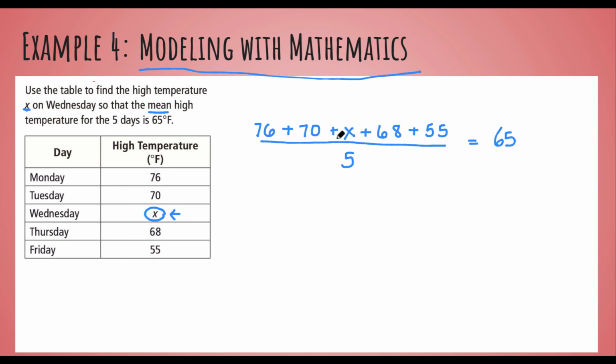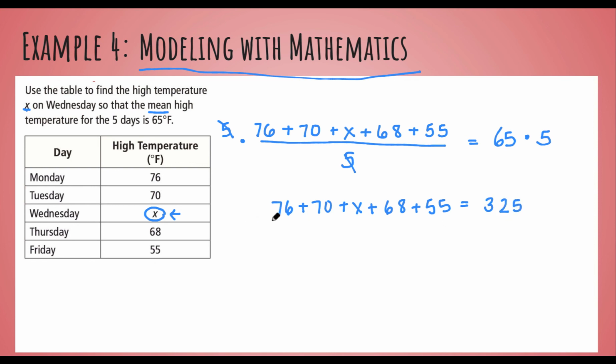So since we're solving for x, in order to isolate the x, the first thing we should do is multiply both sides by 5. Since all of these values are added together and then we're dividing by 5, the opposite of division is multiplication. So we're going to take both sides and multiply them by 5. So 5 in the numerator and 5 in the denominator is 1, and we're left with 76 plus 70 plus x plus 68 plus 55 is equal to 325.